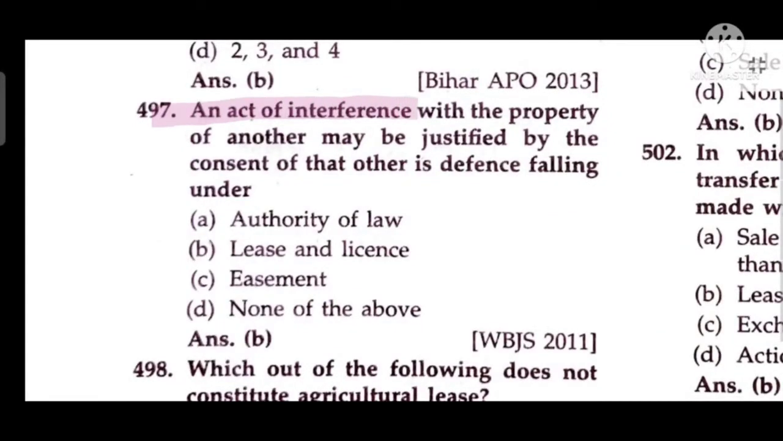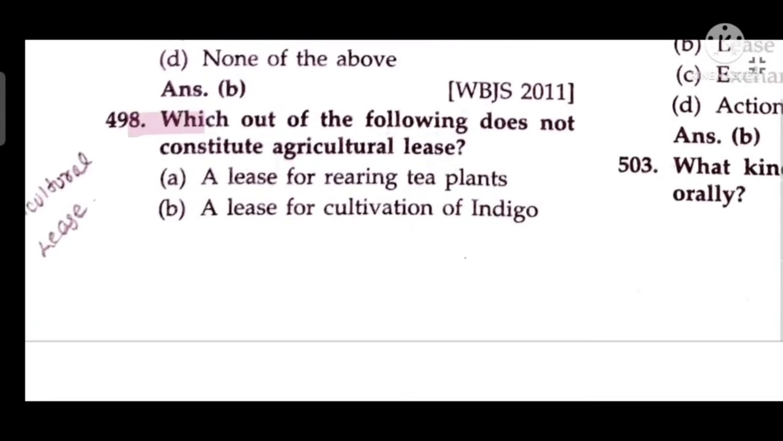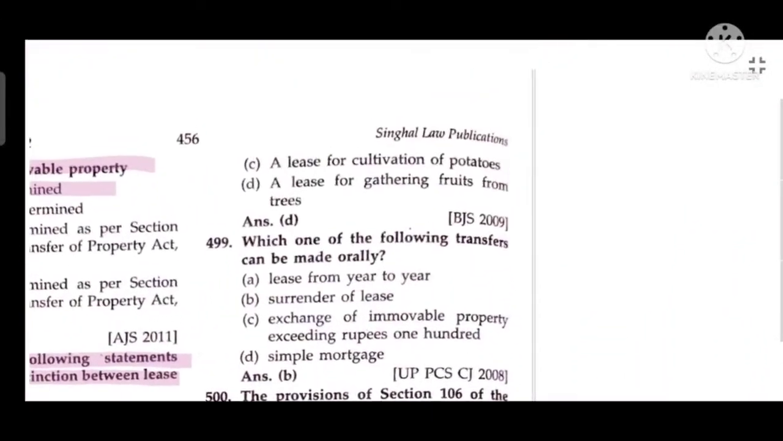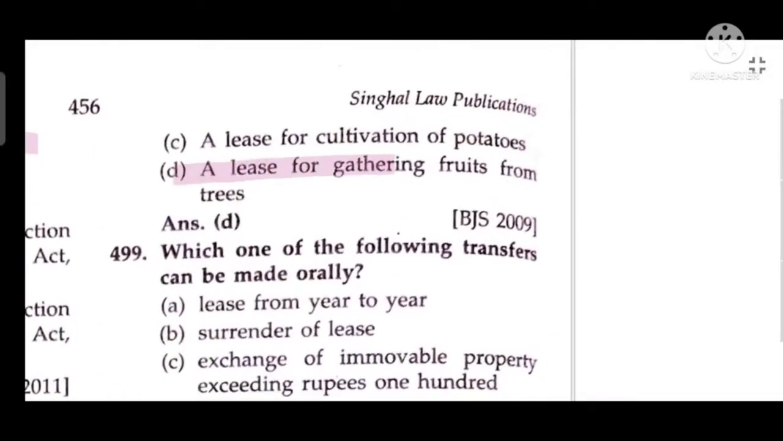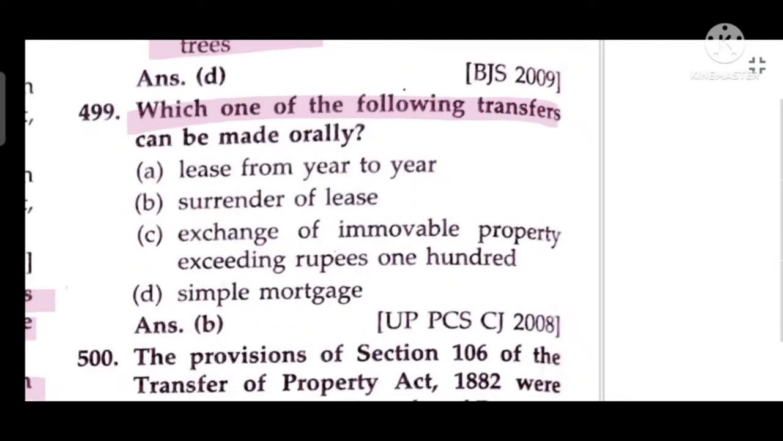An act of interference with the property of another may be justified by the consent of that other. Defense falling under lease and license. Which one of the following does not constitute an agricultural lease? A lease for gathering fruit from a tree. Which one of the following transfers can be made orally?